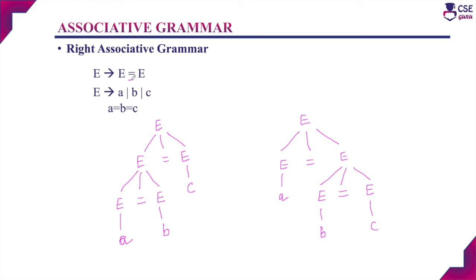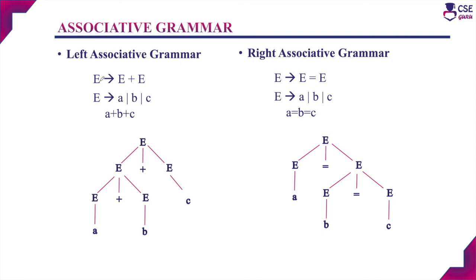If you are considering this operator, the assignment operator, it is a right associative operator. So the second parse tree is the right parse tree. That is, first the C value will be assigned to B and then the B value will be assigned to A. So this is the correct parse tree, and this is actually the wrong parse tree. If you are considering a left associative grammar, this is the correct parse tree, and if you are considering a right associative grammar, this is the correct parse tree.